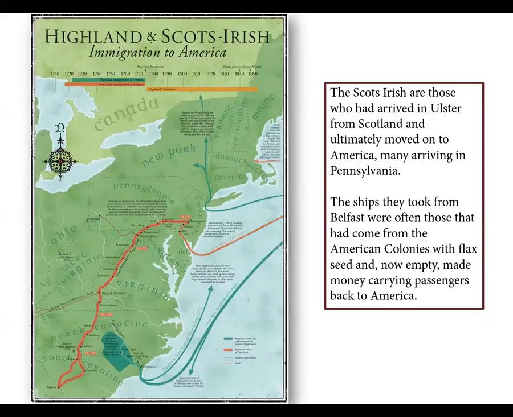The Scots-Irish are those who arrived in Ulster from Scotland, and they ultimately moved on to North America, and many arrived in Pennsylvania, as you can see from this map showing the migration of the 18th century. The ships often came from Belfast, and those that had come from the American colonies were loaded with flaxseed, and now that they were empty, they made money carrying passengers back to America. It was not exactly your passenger cruise line in the 18th century. Think of merchant ships and the conditions of a merchant ship.